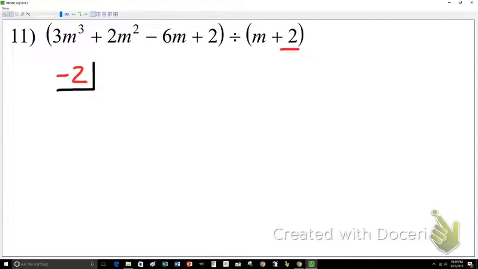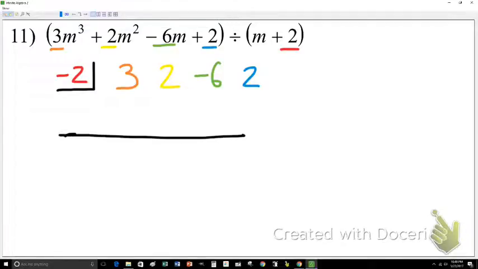And then to the right of that, we will put the leading coefficient and the other coefficients and constants of this other polynomial. So we put 3 over there, and then we place the next number beside it. So we place a 2 beside that, and then negative 6 beside that, and last but not least, a 2. Okay. And then we're going to draw a line, and that box and this line are just to keep things nice and organized here.